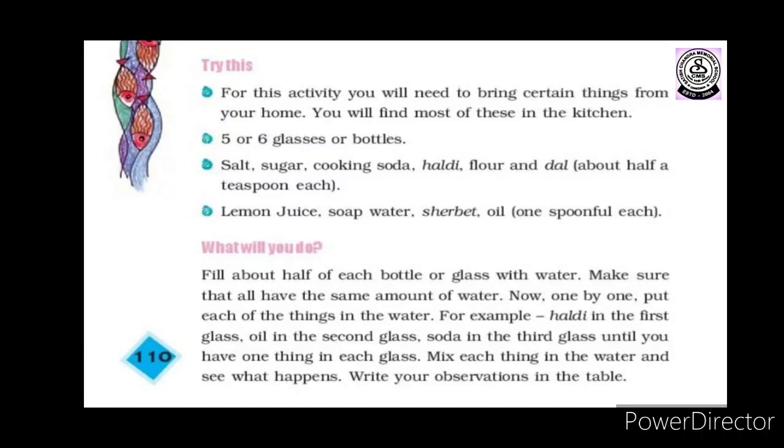Over here many material names are written. You will take only 5 to 6 of the things, whichever you can arrange, and pour it into the glass. For example, haldi in the first glass, oil in the second glass, soda in the third glass, until you have one thing in each glass. Whatever things you have collected, the number of bottles and glasses will be the same. So in each glass you will give one thing. Suppose in the first glass you have given haldi, second glass some oil, third glass some soda, fourth glass some sarbat, whatever.